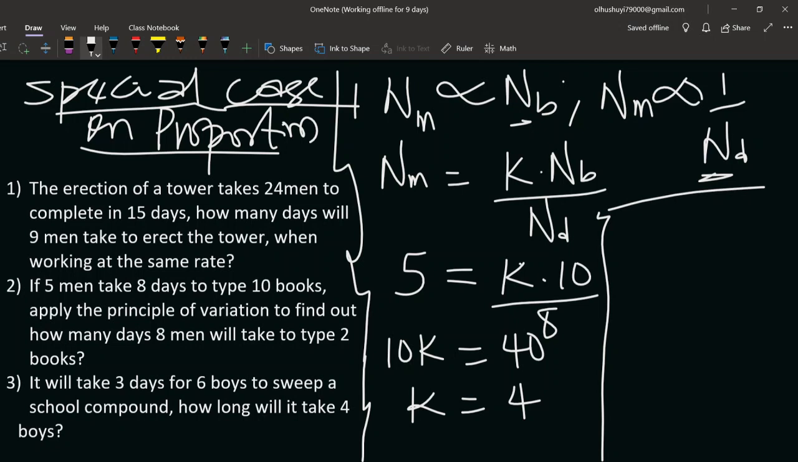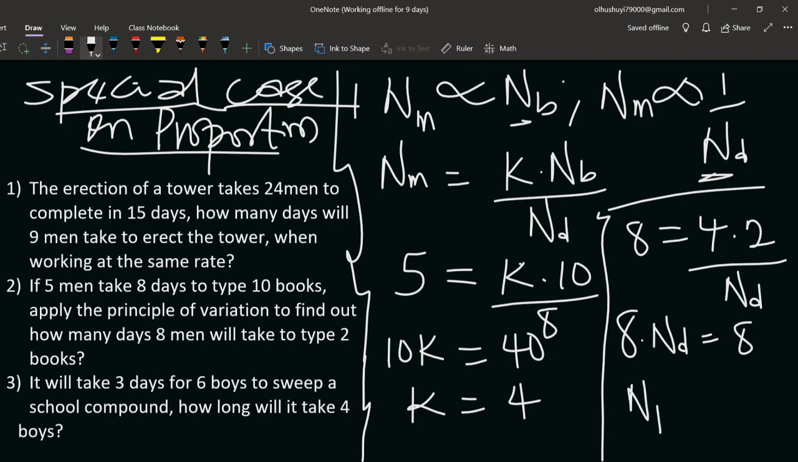What are we looking for? They said find out how many days, the number of days, which is the denominator. For 8 men, we have 8 equals 4 times the number of books, 2, upon the number of days. How long will it take 8 men to type 2 books? 8 times n subscript D equals 8, so the number of days is 8 divided by 8, which equals 1. Just 1 day. So our answer is 1 day.